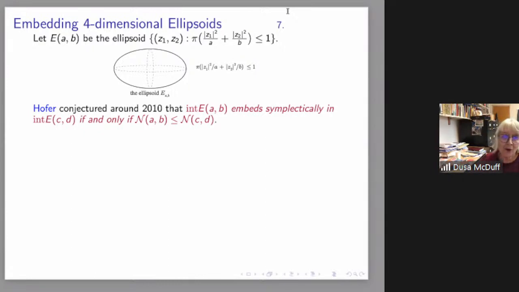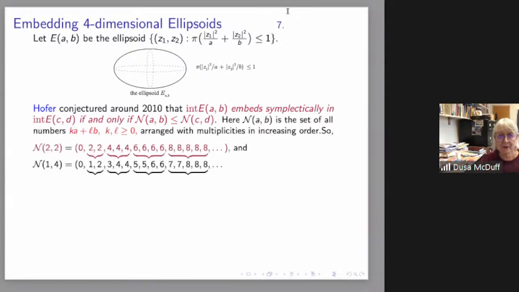Now, Hofer conjectured, he had many ideas about when one ellipsoid might embed into another, but eventually he came up with this numerical criterion saying that if you want to know whether one ball embeds in another, there's a set of numbers you can look at associated, and one set of numbers has to be less than the other set. So let me explain that.